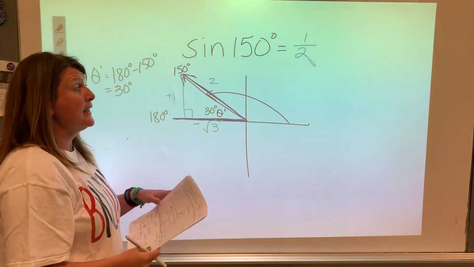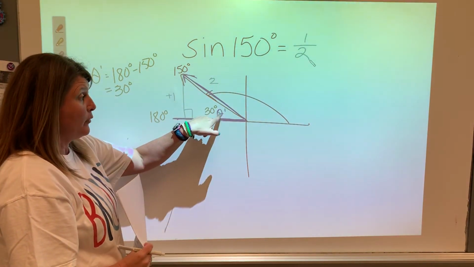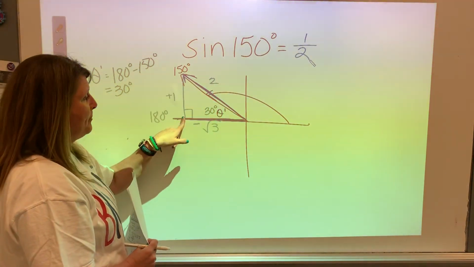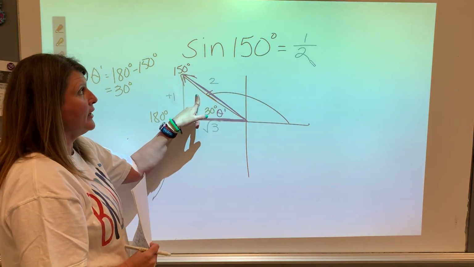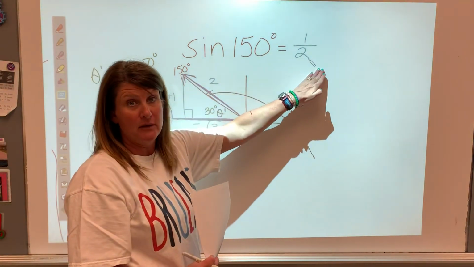So this is kind of what our objective is today. We're going to be looking at how to find reference angles, how to drop a perpendicular to make a reference triangle so that we can evaluate trig functions and come up with the trig ratios.